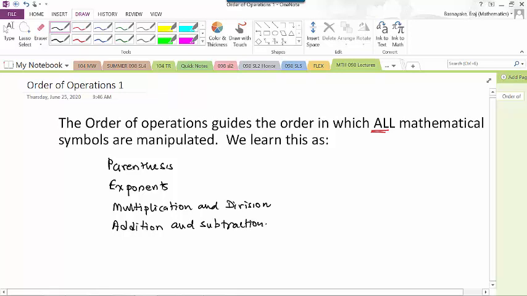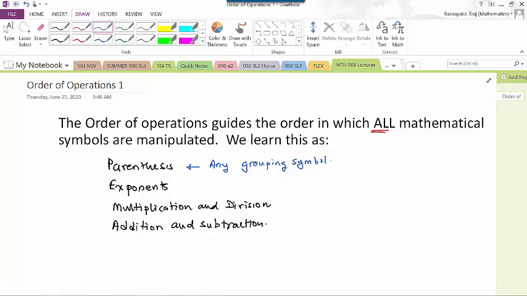It is important to keep a few things in mind when we look at this. The first thing you should keep in mind is that we simply say the word parentheses, but it's not really parentheses. It is any grouping symbol. Anything that puts numbers or letters into a group, that goes first. That part on the inside goes first.